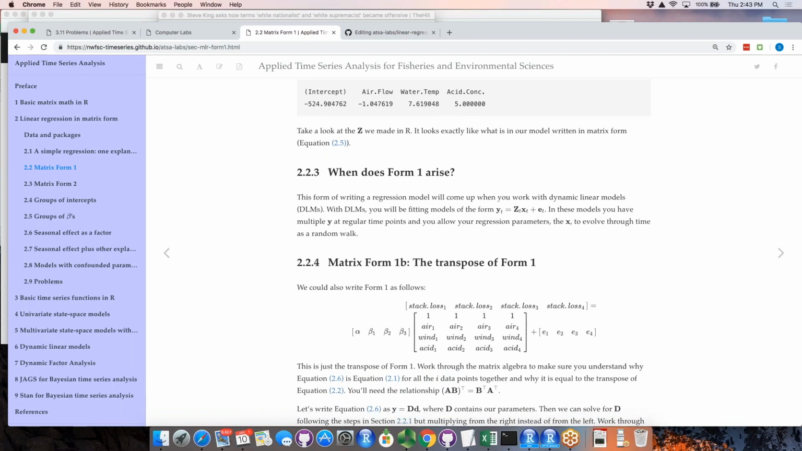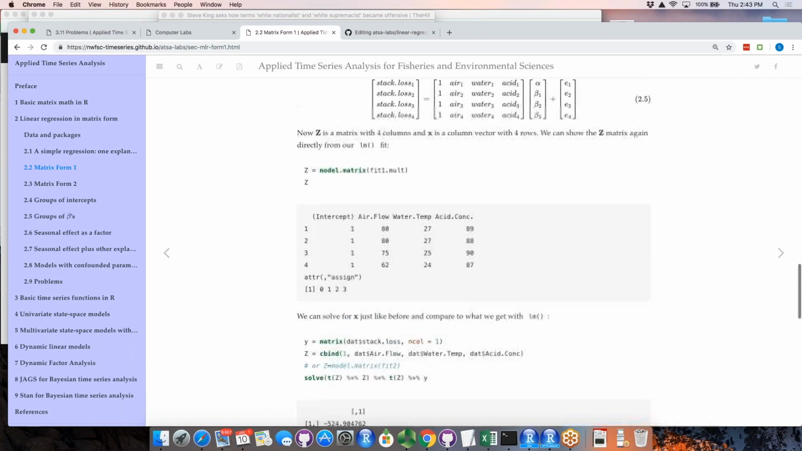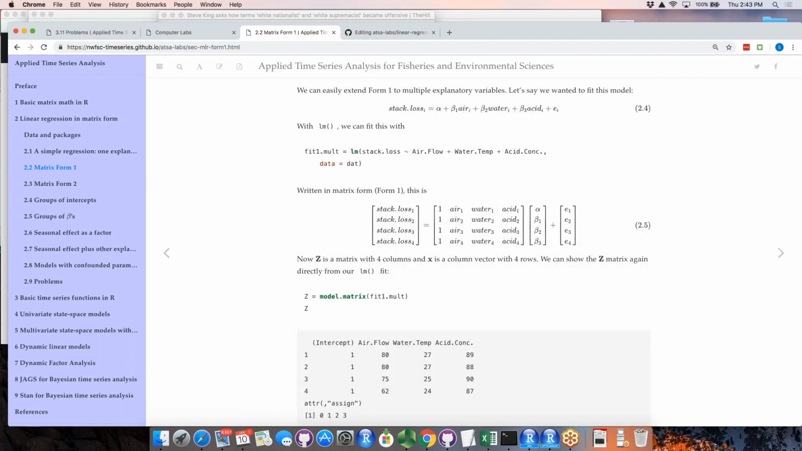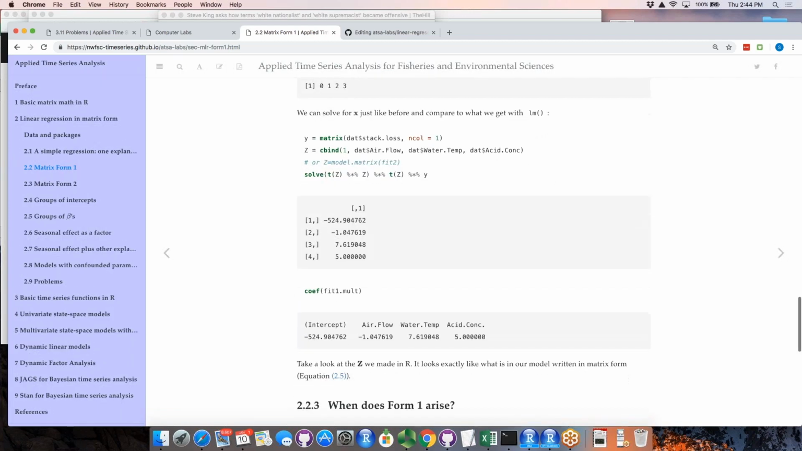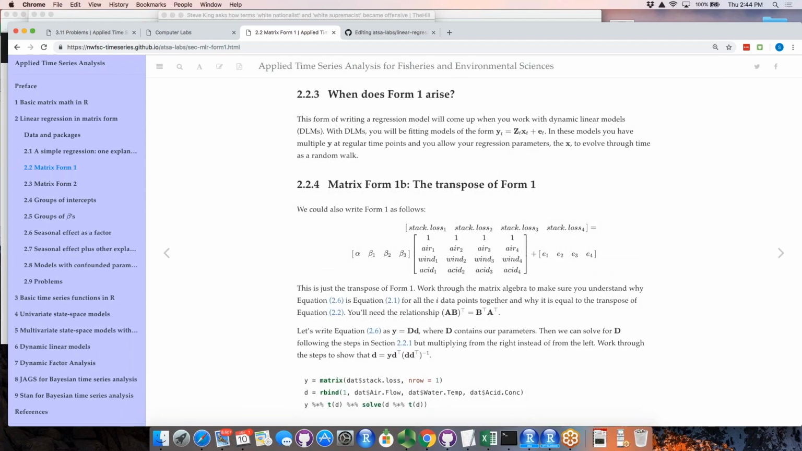When are we going to see this form? And when I say this form, what I mean is we have covariates, things we measure, appearing in this matrix. And then we have parameters over here, and we have data over here. That form is going to come up when we do dynamic linear models. In a dynamic linear model, it's like a linear regression, except that the parameters, like the intercept or the slopes, are varying in time.